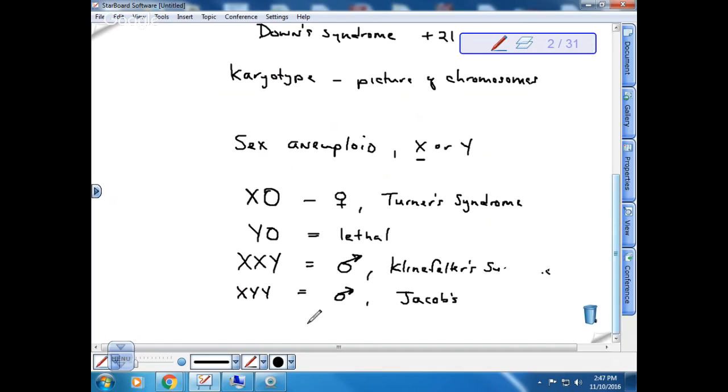We could also have this, right? And this is a super female, right? Female, not femate, female. And so we can have people that are XXX and we don't even know it, right? There's really not much difference in their phenotype.